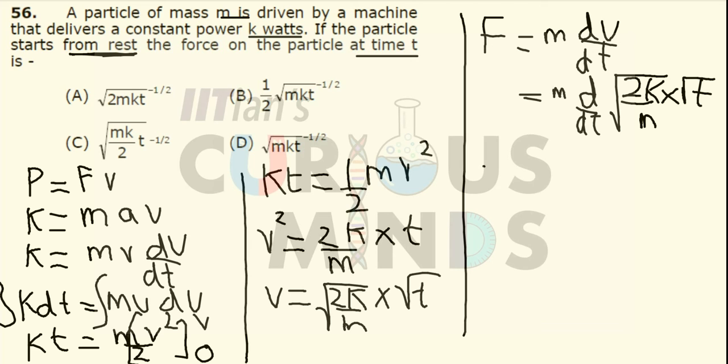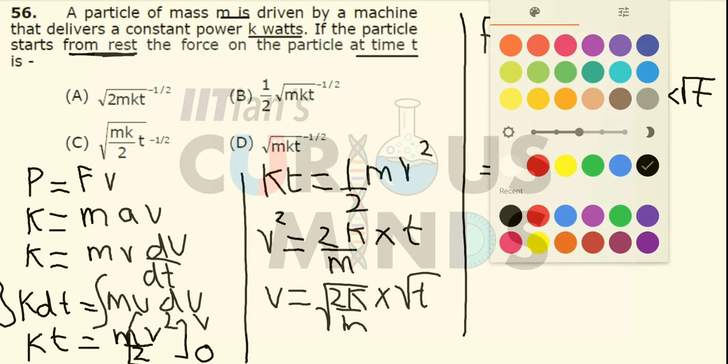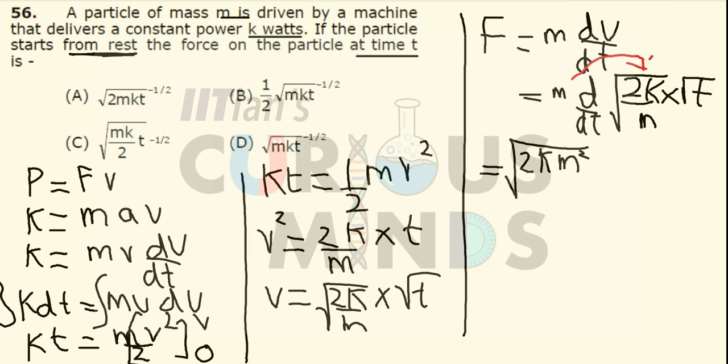So basically m will be taken inside the bracket. It will be root of 2k m square divided by m. This is a constant value, so I am taking it out of the derivative. The derivative of root t will be equal to 1 by 2 root t.